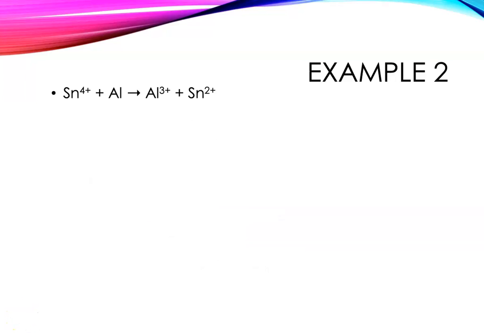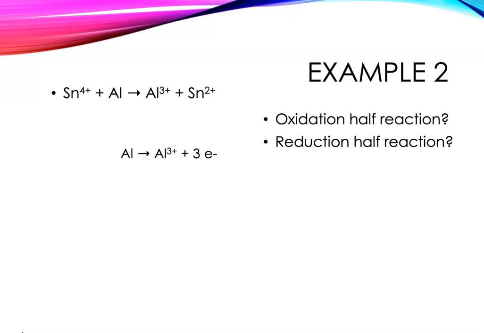Let's work through another example. Tin 4 ions reacting with aluminum metal to make aluminum ions and tin 2 ions. What's the oxidation half reaction? We're looking for the species whose oxidation number goes up. That would be the aluminum. Aluminum making aluminum 3 ions and 3 electrons are lost. Now let's think about our reduction half reaction. The tin 4 ion gains 2 electrons to make a tin 2 ion.